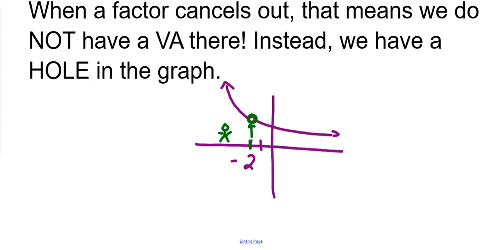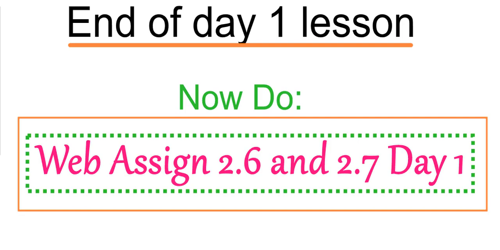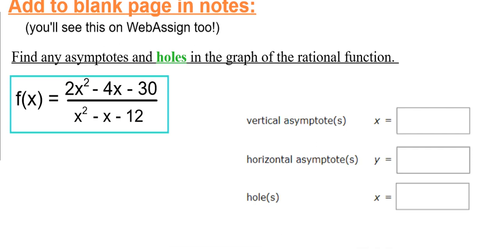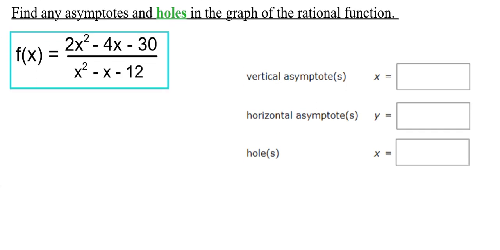Let's do another one. I think I've got one more. Okay, let's do one more. All right, so pause. Let's just go through this. It's the same exact thing we just did. I want to make sure that you're ready, though, for it with WebAssign. All right, so asymptotes and holes.